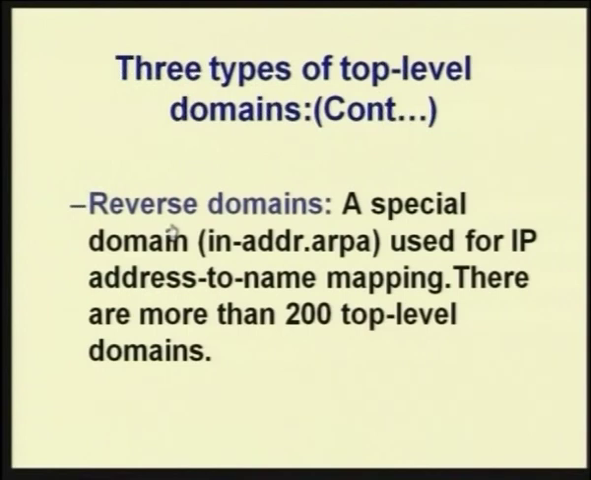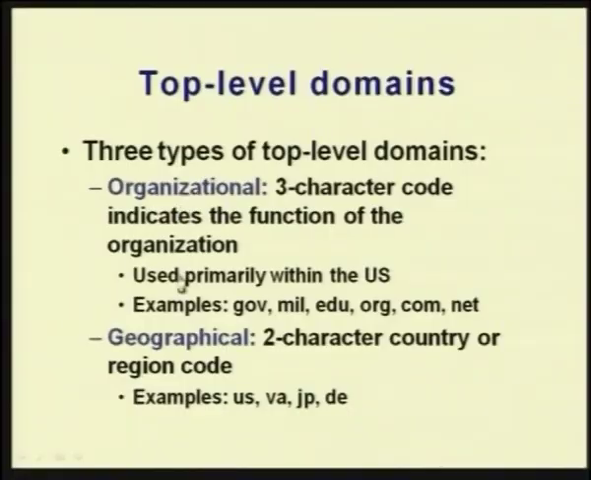The third type of domain that we have is what is called a reverse domain. Now, this is actually a special domain. For instance, you have in-addr.arpa. This is used for IP address to name mapping. There are some more than 200 top level such domains. It is called a reverse domain because here, given an IP address, you find the corresponding domain name. So, it is a reverse of what we are normally doing in the case of domain name to IP address mapping. The ones that we are normally concerned with are these 2, organizational and geographical.